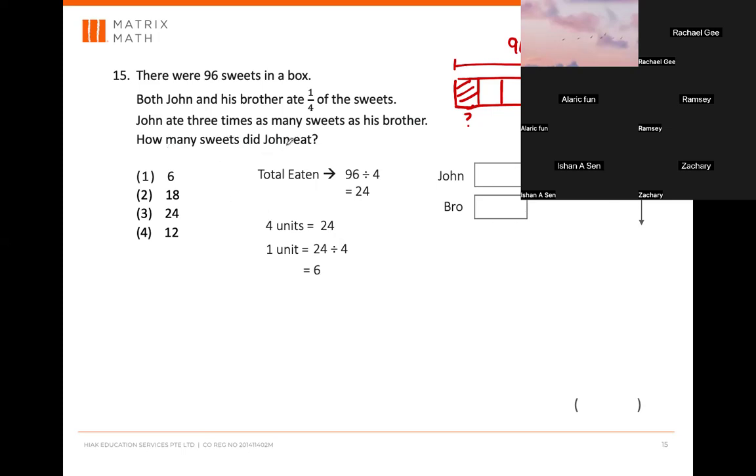So how many sweets did John eat? John here is 3. So 3 units will be 6 times 3, which is 18 sweets. So that's the total amount of sweets that John ate.